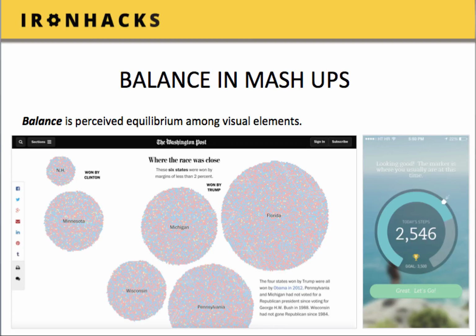Balance, or the impression of equality among the visual elements, can be achieved by playing with visual weight: how heavy or light something is perceived in terms of gravity, or visual importance in terms of how prominent it is in the visual scene or on the page. So bigger size and higher contrast elements tend to be more prominent than others.